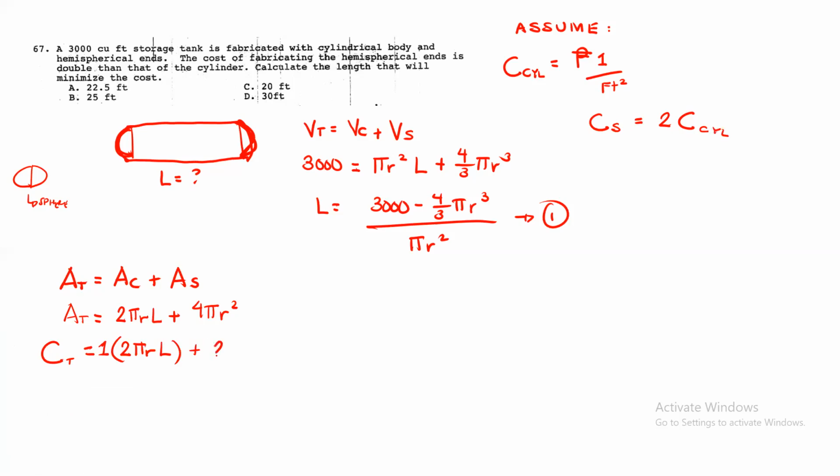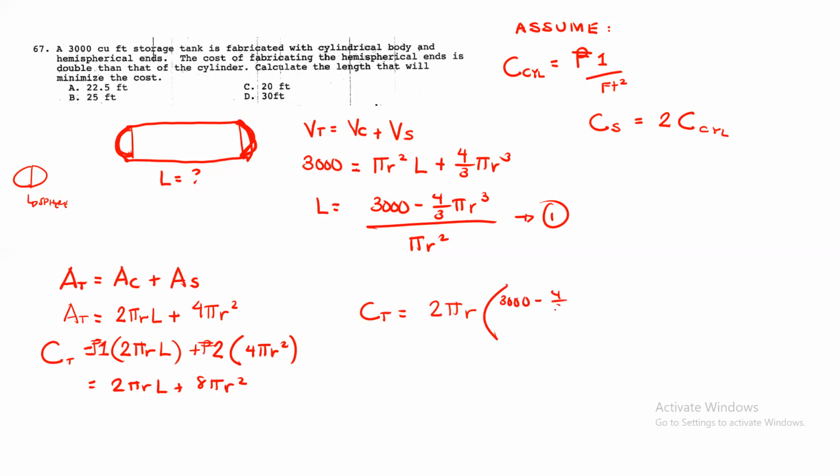So magiging 2 times 4 pi r squared. So kaya naging ganyan na. So ito is 2 pi rl plus 8 pi r squared. Then i-substitute natin dito sa L yung formula natin. So dito tayo. So C total is equals to 2 pi r, then yung L natin i-substitute natin dito.